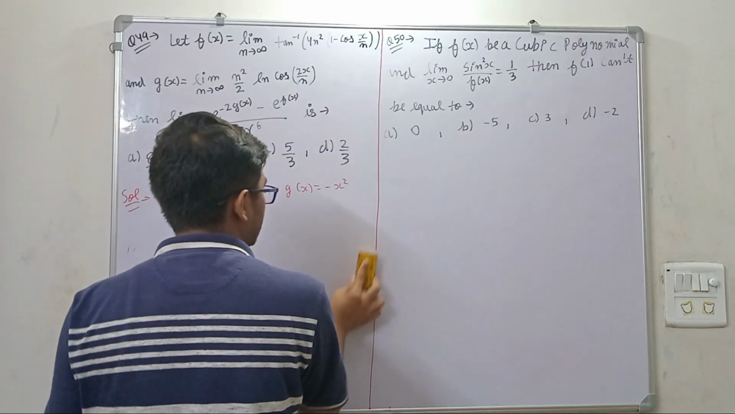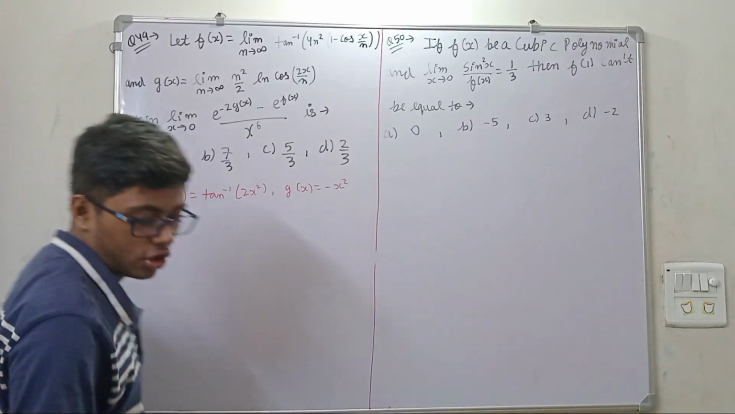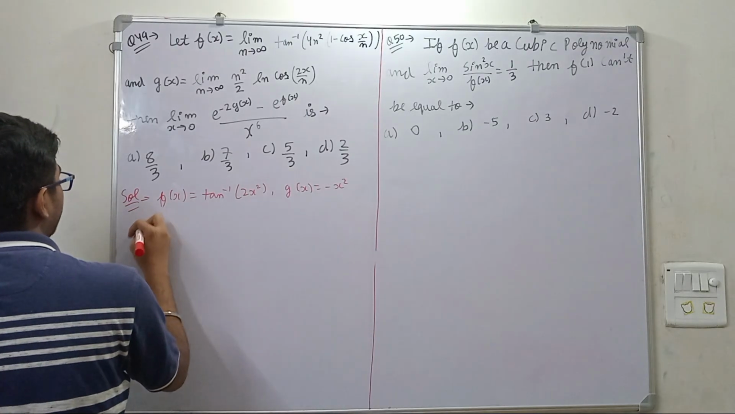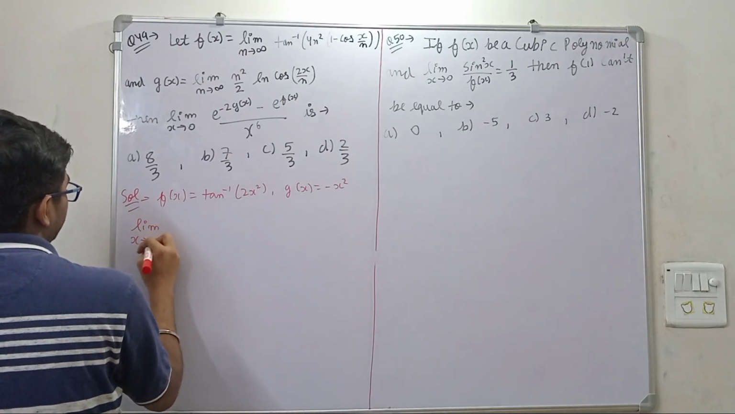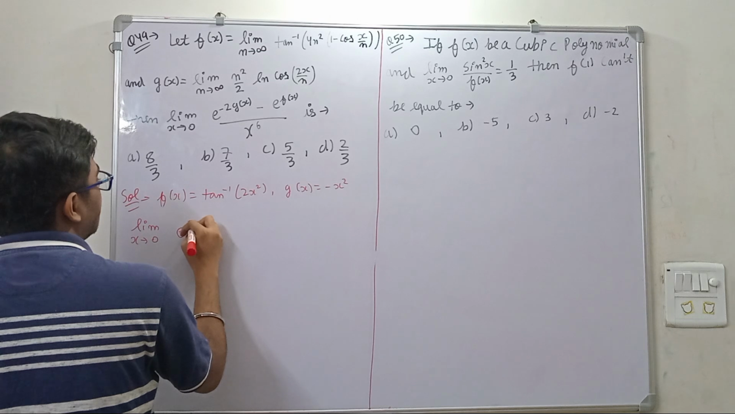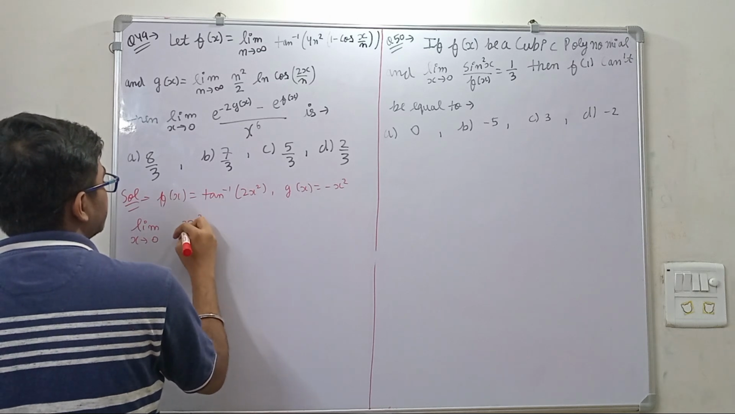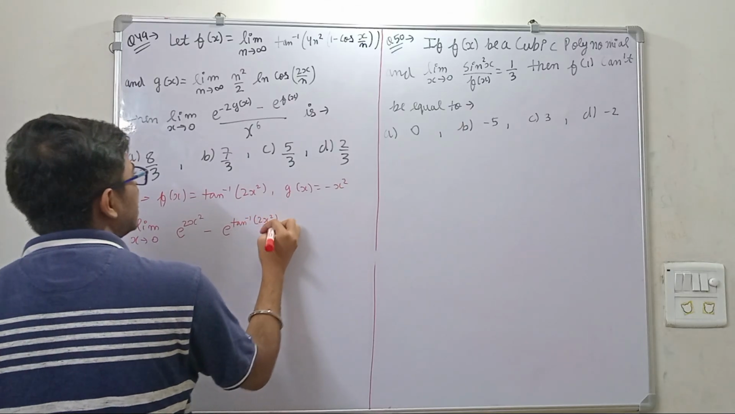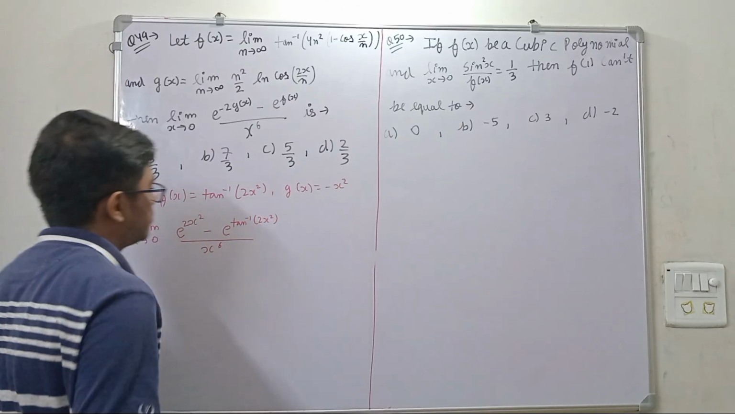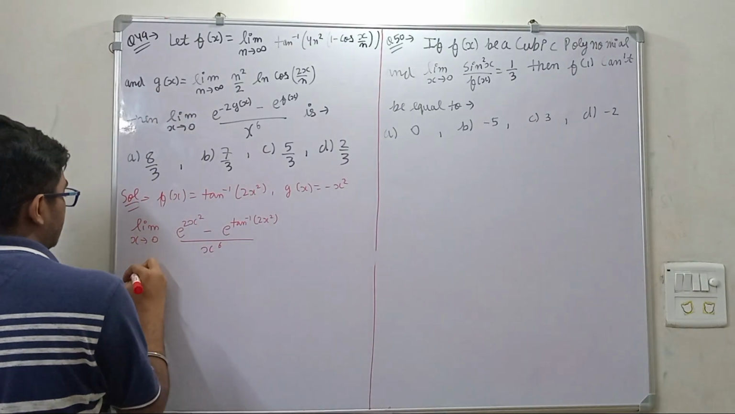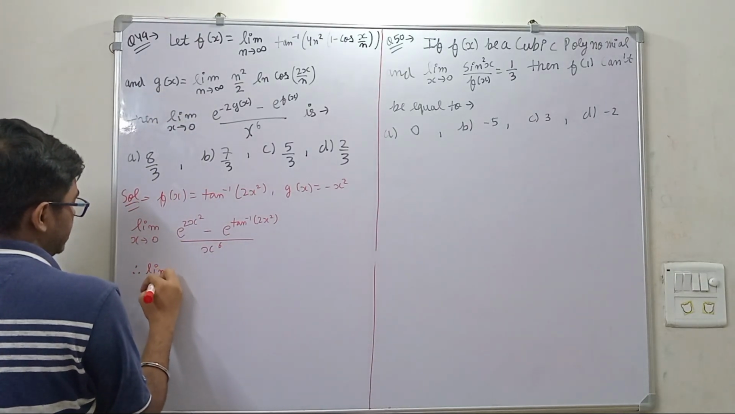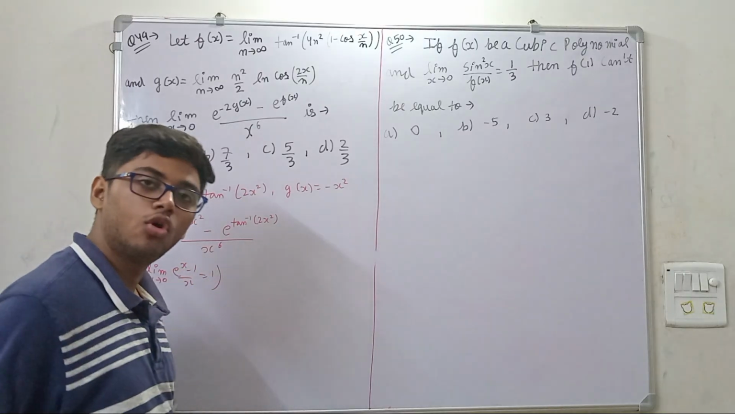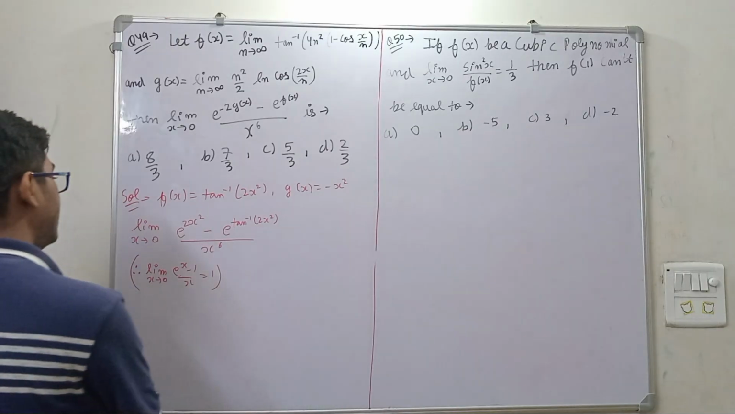We have just substituted the expansion of cos x and we have applied the property ln(1 minus y) is minus y. Now let us find this limit. It is saying limit x tends to 0 e to the power 2x square minus e to the power tan inverse 2x square upon x to the power 6. Now we know that limit x tends to 0 (e to the power x minus 1) upon x is 1.